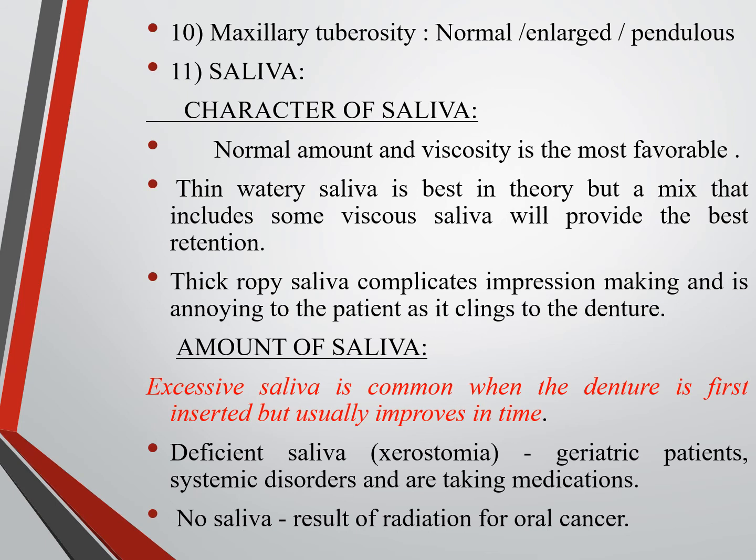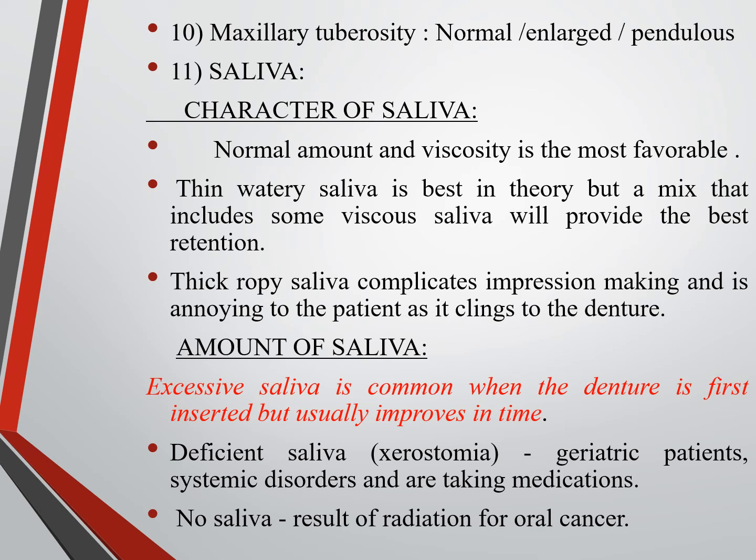Then looking at saliva. In saliva, you are looking at the character of the saliva and the amount of saliva. Usually a normal, mixed kind of saliva, mucus and serous together, is the most favorable. The thin watery saliva is supposed to be best for retention, or otherwise both mucus and serous would be best for the retention of a complete denture. If it is a thick ropey saliva, it complicates the impression making, and it sticks too hard on the denture, and sometimes removing the denture out of the patient's mouth is very difficult.